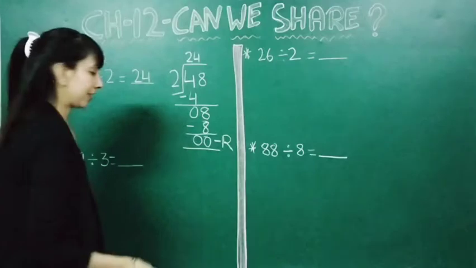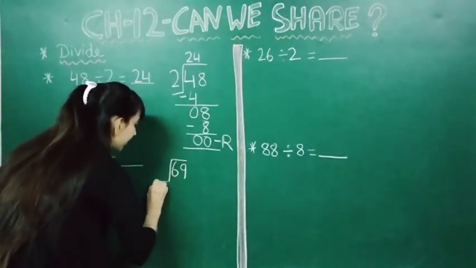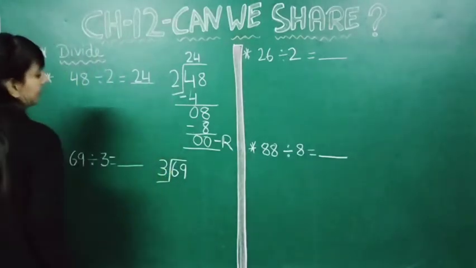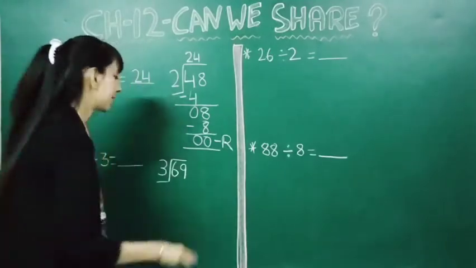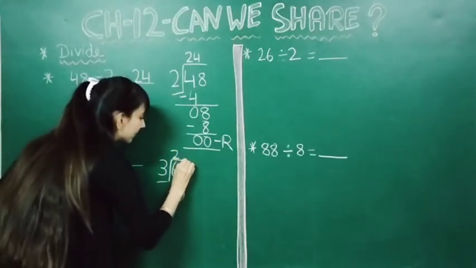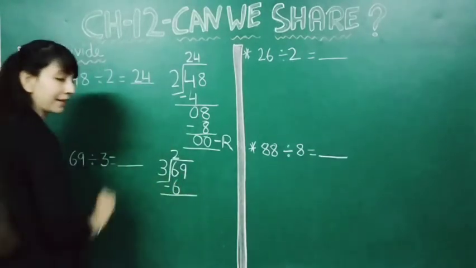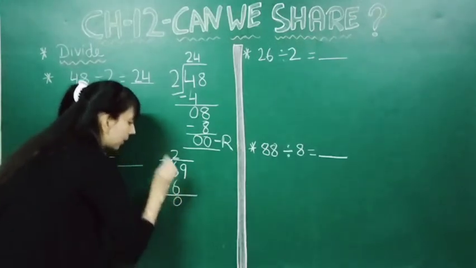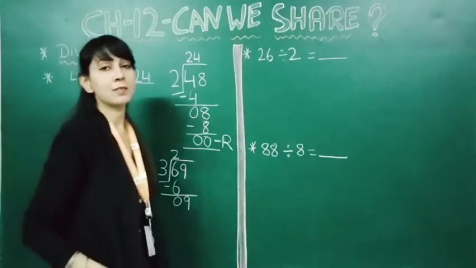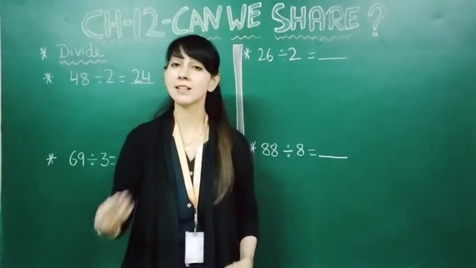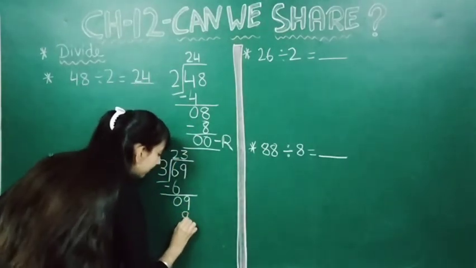69 divided by 3. Okay. 69 divided by 3. Now when 6 comes in table of 3, yes, 3 2s are 6. So here we will write 2 and here we will place 6. Now 6 minus 6, you will get 0. Now we will just bring down this 9. Okay. Now when 9 comes in table of 3, yes, 3 3s are 9. So here it will come 3 and here it will come 9.